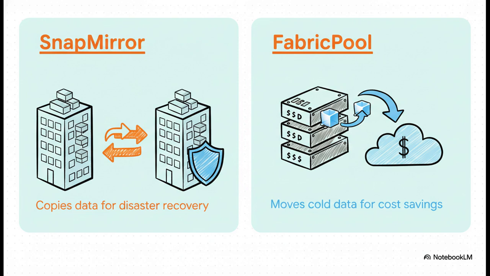It's simple. SnapMirror copies your data to another location for safety, for disaster recovery. Fabric Pool moves your cold data to a different, cheaper tier for cost savings. One is a DR tool, the other is a storage efficiency tool.